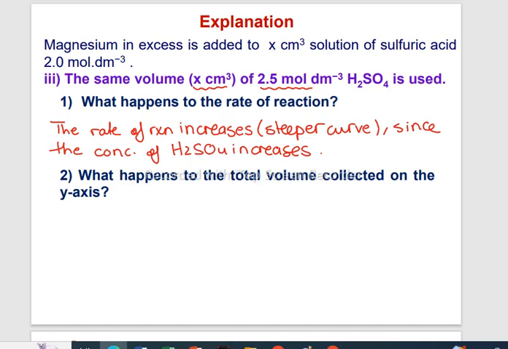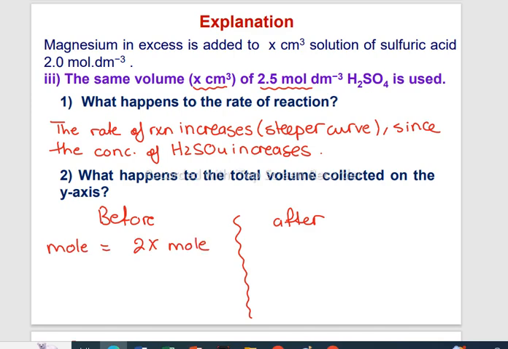Now, what happens to the total volume? Let's do the before and after. Now, the before mole number we calculated previously several times, so it is 2x mole. For the after, I'm going to go through the change. So mole equals concentration times volume. Your concentration is 2.5 multiplied by the volume, which is x, and your final answer is 2.5x mole number.